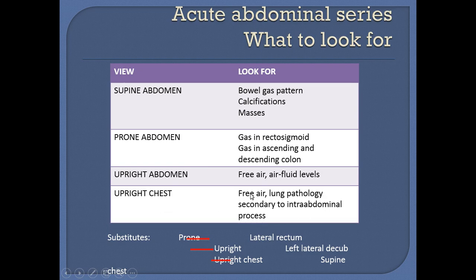and upright chest, in which we can see the free air and any lung pathology like the ruptured liver abscess, which can cause consolidation collapse of ipsilateral lung, and also pleural effusion in the pleural cavity on the right side.